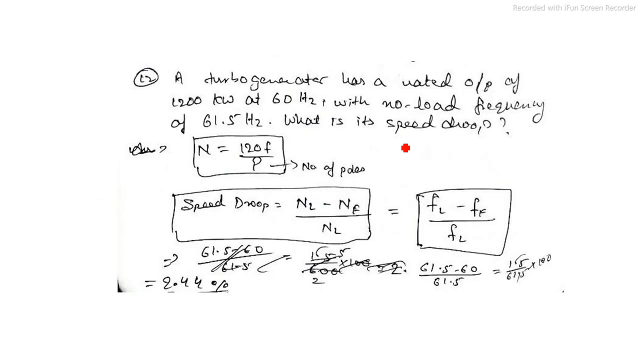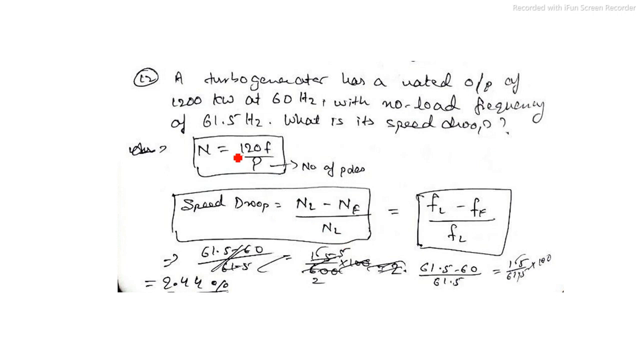Next, a turbo generator has a rated output of 1200 kilowatt at 60 Hz with no load frequency of 61.5 Hz. What is its speed drop? So here we have to calculate the speed drop. The formula for speed drop is speed at no load minus speed at full load by speed at no load.